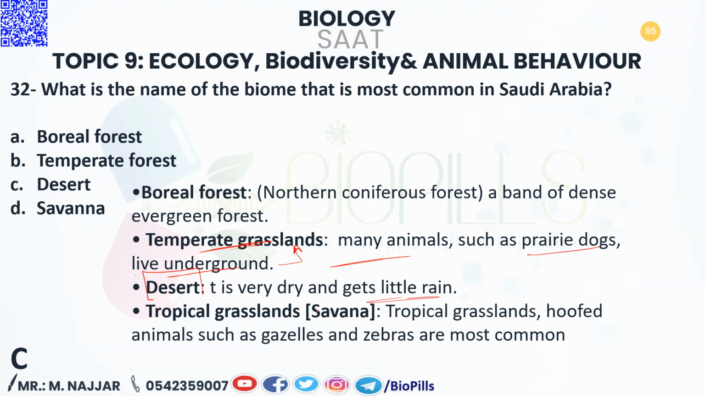Yes, the tropical grassland is named savanna. Savanna is tropical grassland. So they are grassland, but they are in the tropical region, in which hoofed animals such as gazelles and zebras are most common.